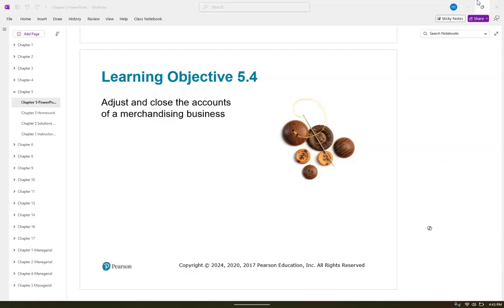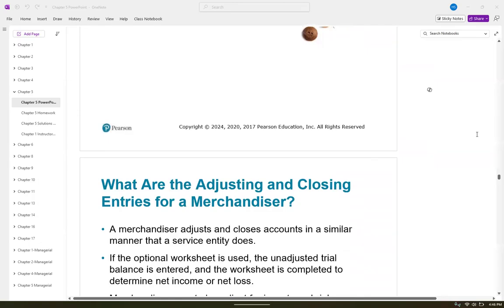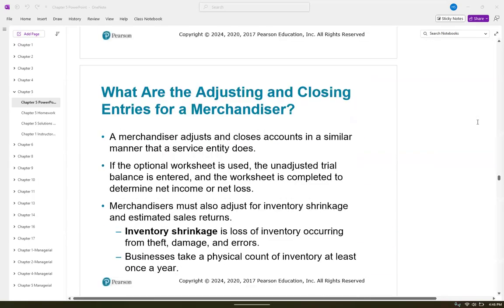We are going to talk about adjusting and closing the accounts of a merchandising business. Remember, chapter 3 was adjusting entries, chapter 4 was closing entries. So now we've added merchandise inventory, sales, cost of goods sold. We've added some accounts, so we need to remember how to adjust and close them as well in the process. A merchandiser is going to adjust and close accounts in a very similar manner to service entities. We just now have some different accounts.